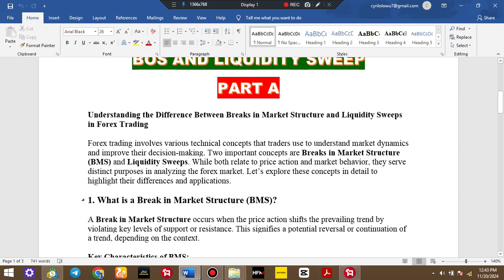You can take your time to probably pick one or two things down with your pen. Understanding the difference between break in market structure and liquidity sweep in forex market or forex trading. Forex trading involves various technical concepts that traders use to understand market dynamics and improve their decision making. Two important concepts are break in market structure, which is the BMS, and liquidity sweep. While both relate to price action and market behavior, they serve distinct purposes in analyzing the forex market. Let's explore the concepts in detail to highlight their differences and applications.